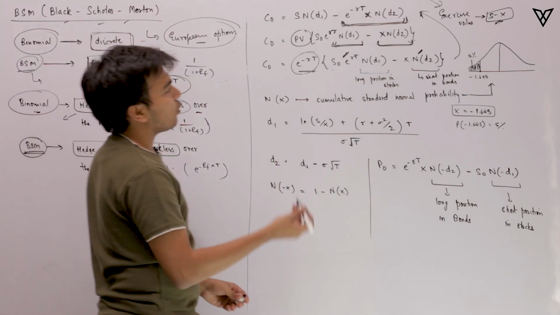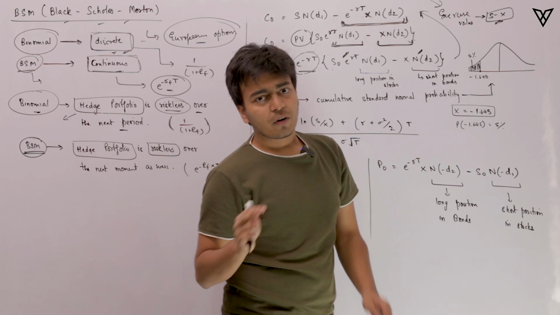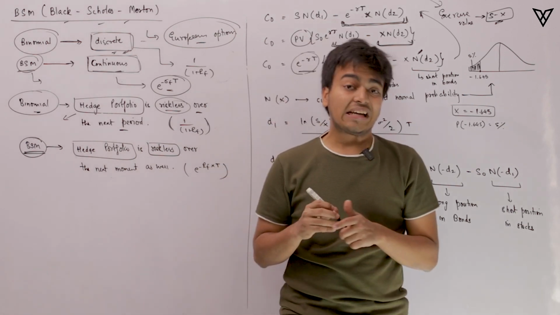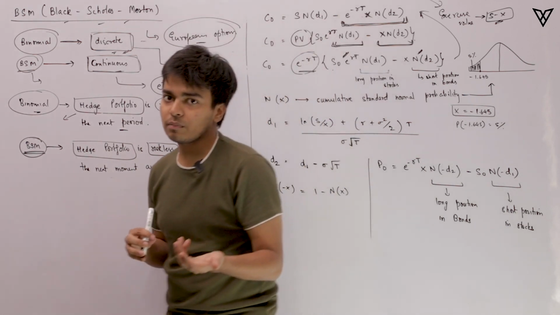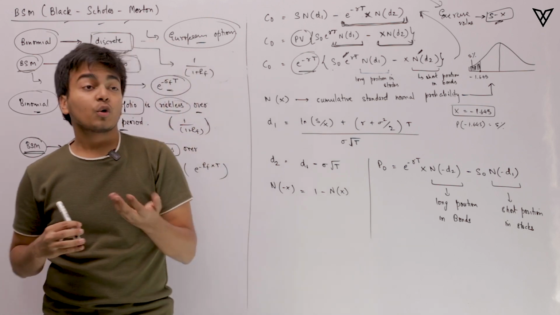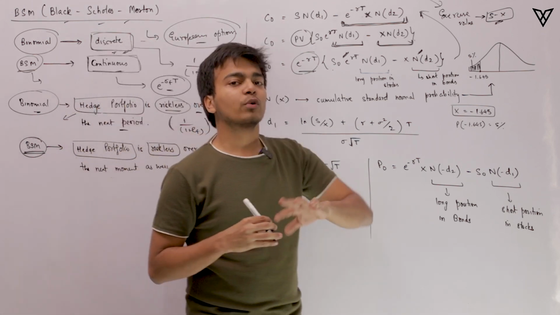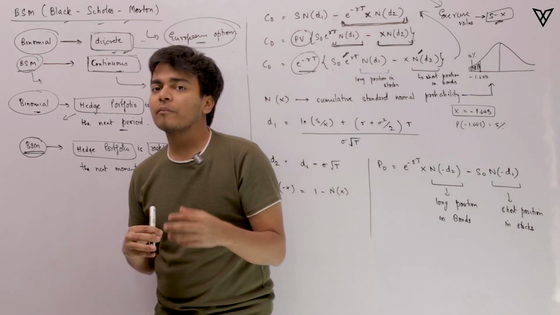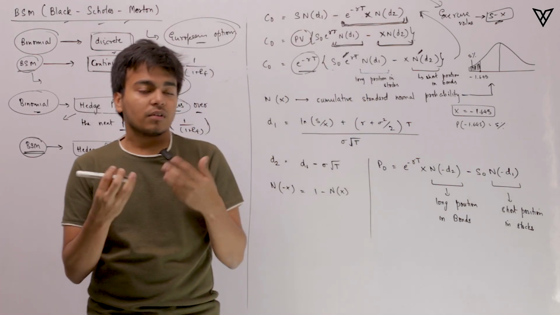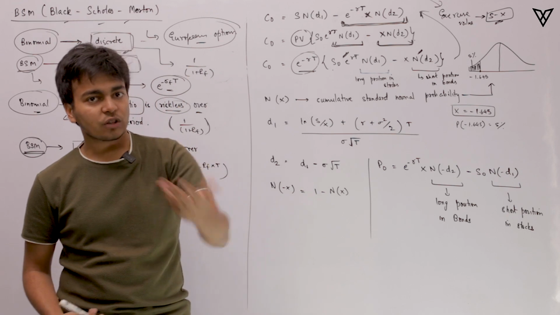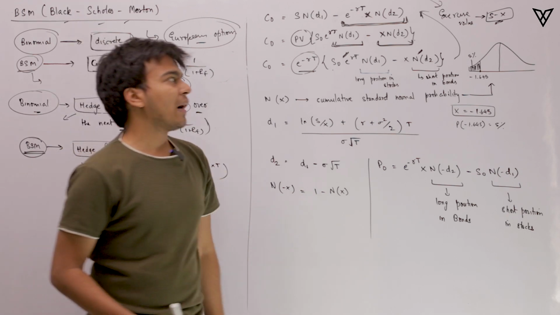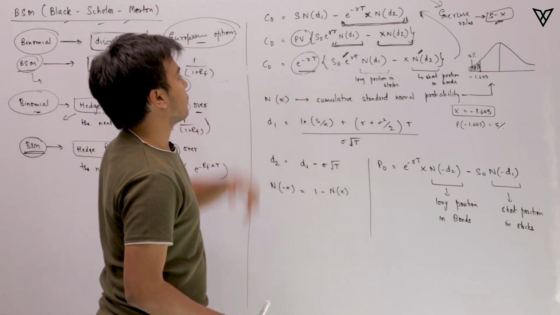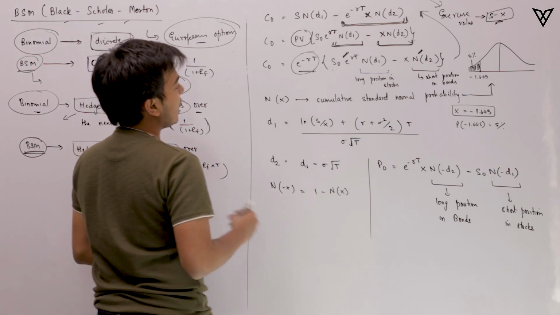Alright, we'll understand what exactly ND1 and ND2 are, but for now what you need to understand is that ND1 is nothing but the number of stocks that you need to buy to calculate the value of the call option, and ND2 is the number of bonds that you need to short, or it gives you the number of bonds that you really need to use to borrow the money in order to make sure that you are able to buy the stocks that we were talking about here. Alright, so that was one thing.